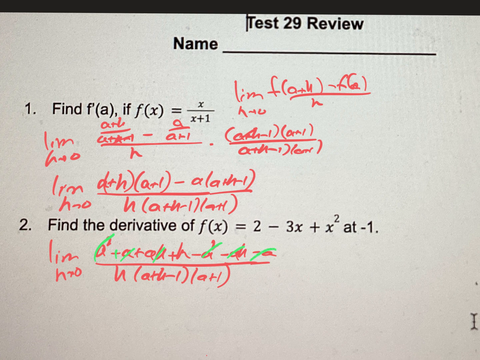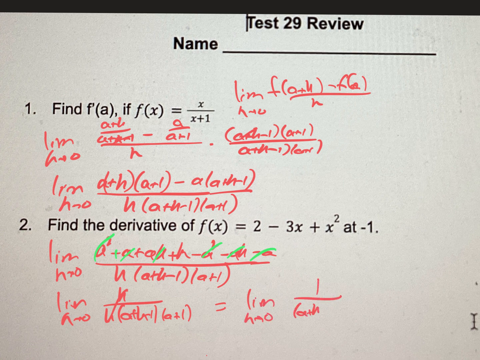Okay, so boom. That's going to leave me with the limit as h goes to 0 of h in my numerator, h in my denominator, hint, hint, which is what I wanted, and the h's cancel. So I'm going to end up with my last limit being the limit as h approaches 0 of 1 over a plus h plus 1 times a plus 1. I'm going to plug in my 0 right there. If I do that, I get a plus 1 and a plus 1 on the bottom, which is 1 over a plus 1 squared. There's your derivative. That's all you've got to do on that one.